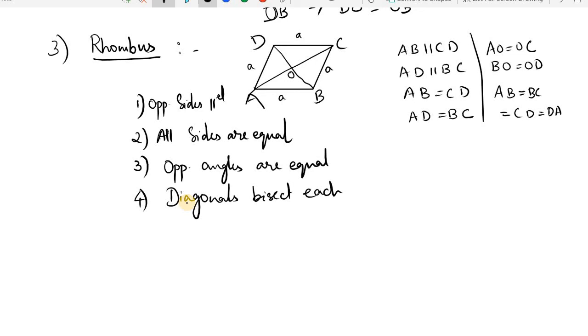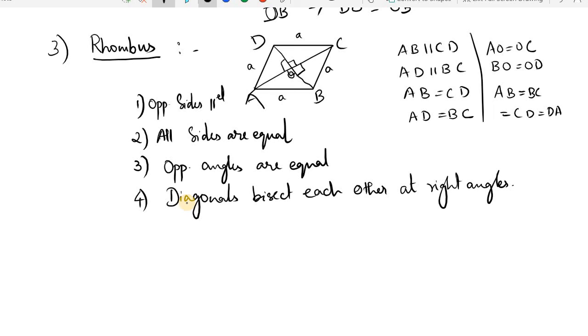But there is something unique about this. It doesn't bisect each other at any angle. It bisects at 90 degrees. They bisect each other perpendicularly, so they bisect each other at right angles. I hope you understood that.